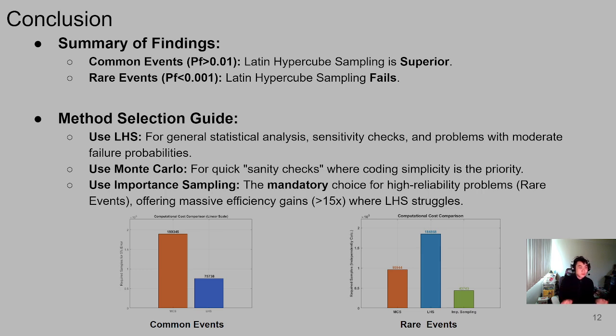And for rare events, like for example assignment 3.3, we can use importance sampling, which is the mandatory choice for high reliability problems, that is, rare events. It can offer massive efficiency gains where the LHS will struggle.